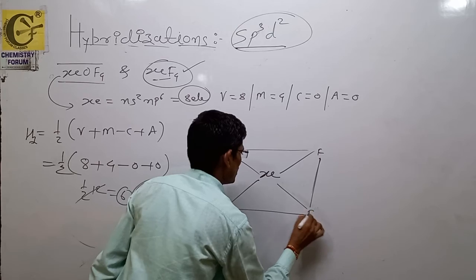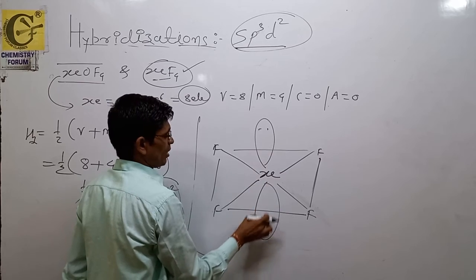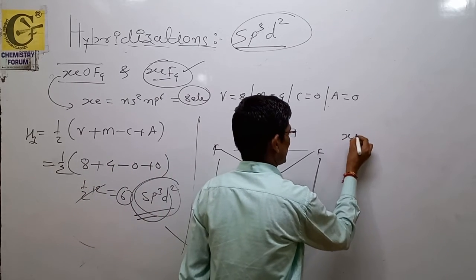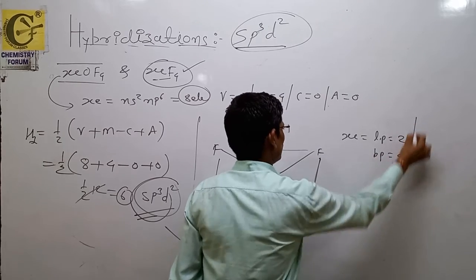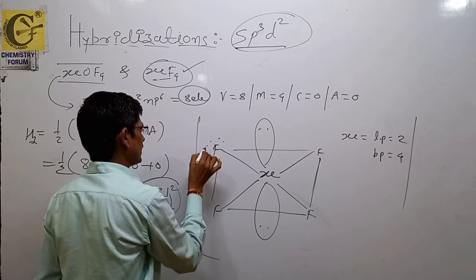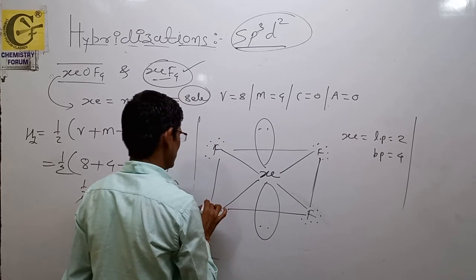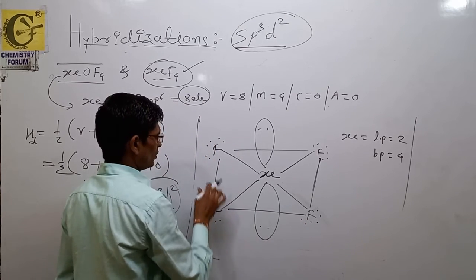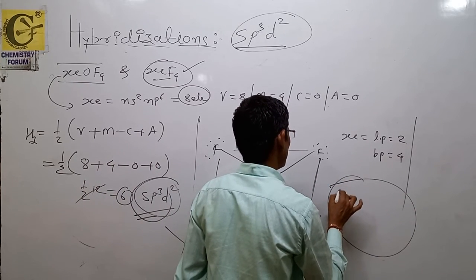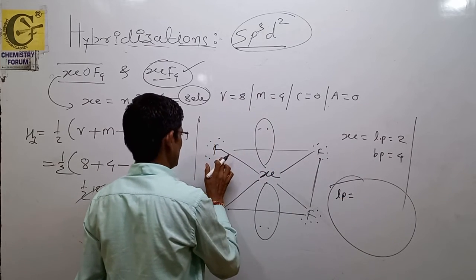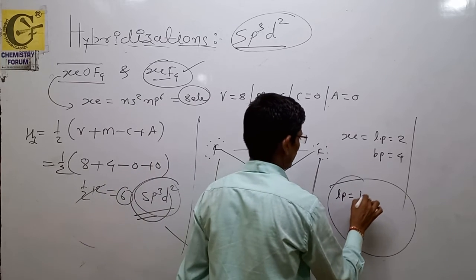Square planar. Here there are 2 lone pairs of electrons and 4 bond pairs of electrons. With Xe we have 2 lone pairs and 4 bond pairs. In the complete molecule, again we count the total number of electrons. Fluorine atoms have 3 lone pairs of electrons each. Again 3 plus 3 is 6, plus 6 is 12. So in the total molecule, how many lone pairs of electrons are there? 3 plus 3 is 6, 6 plus 6 is 12, 13 and this is 14 lone pairs of electrons.